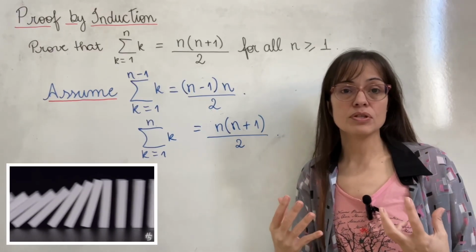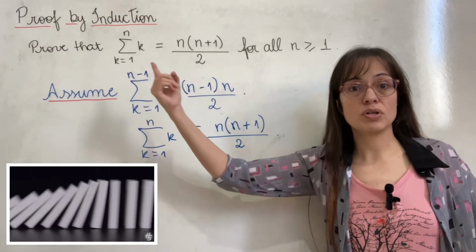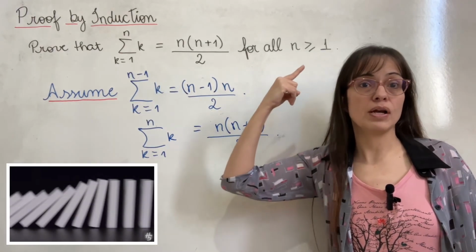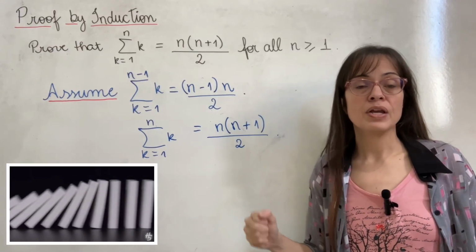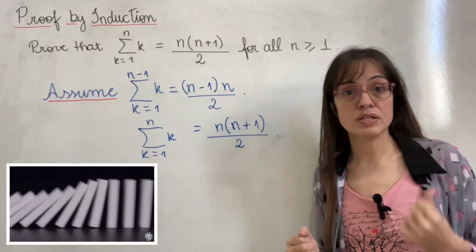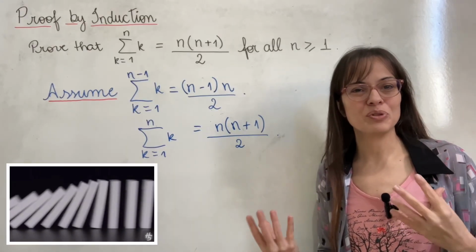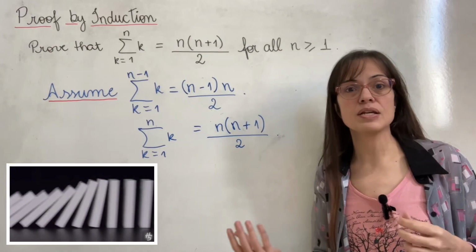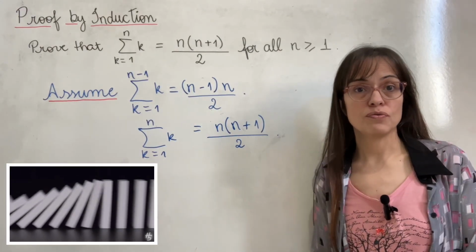Now, everything that you need in order to make sure that they all fall, in order to make sure that the statement is true for all n, all that you need to do is push that first domino. And that we've already done. We've done the initial case n equals 1. We already know that the first domino is going to fall. That was the initial case. And we also know that everybody else is going to fall.